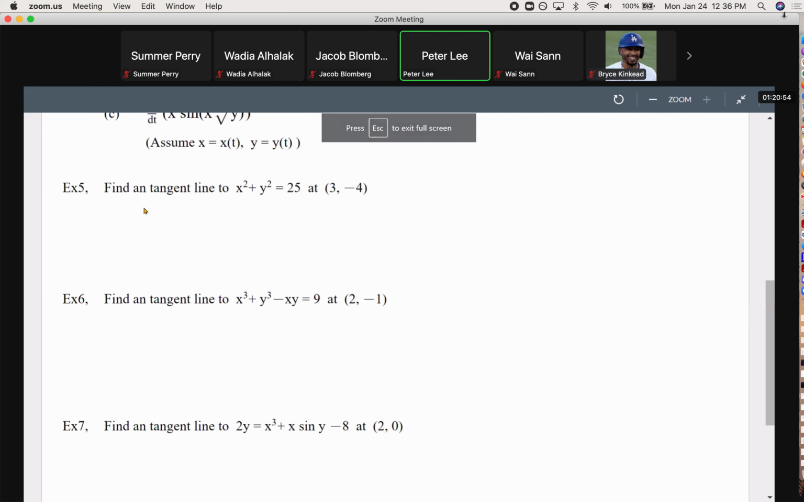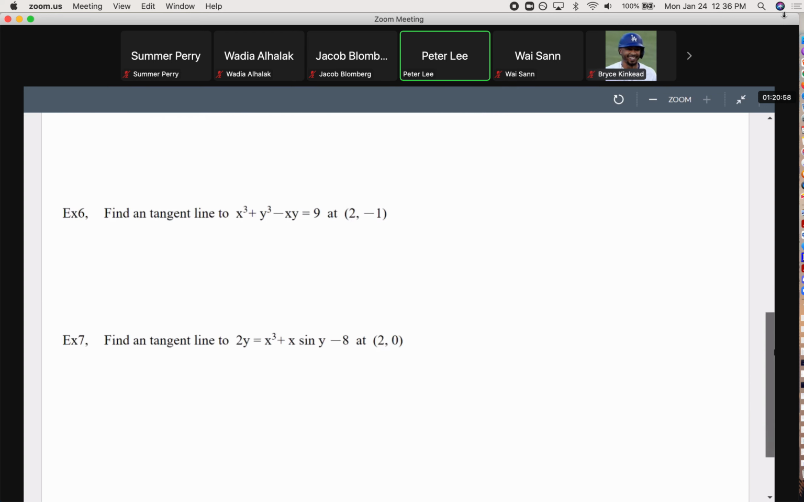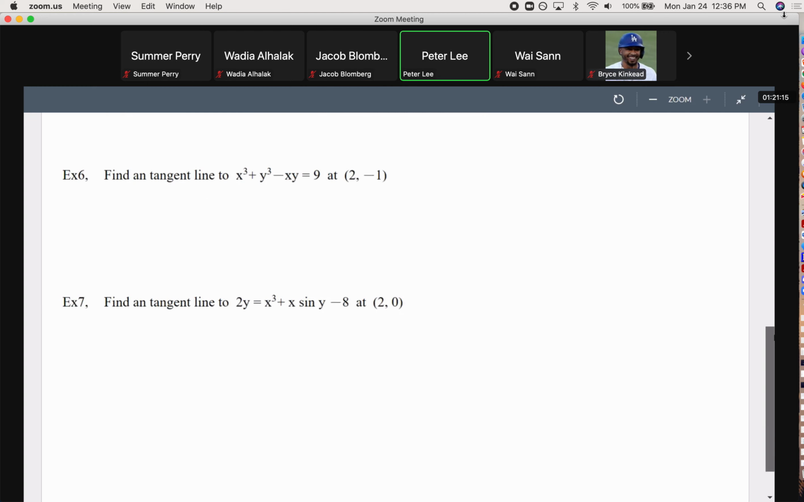Example 6 and example 7. Let me just do example 7. Actually, I don't think I'm going to do example 7. Maybe I'll let you do it. Should I do example 7 or example 6? Which one would you like to see? I'll just do one of them. Could you do 7? Okay, then I'll let you do example 6 on your own. Is that fair? Again, very similar. There's nothing much new here, okay?